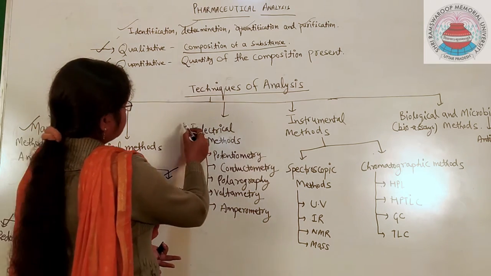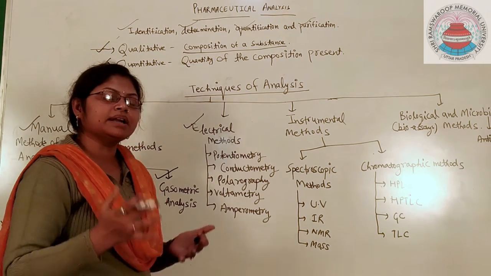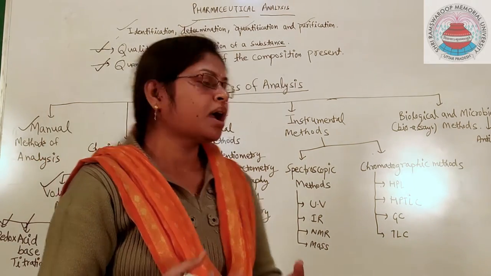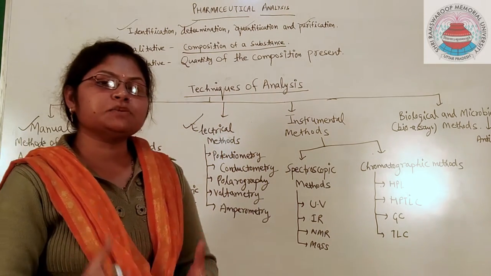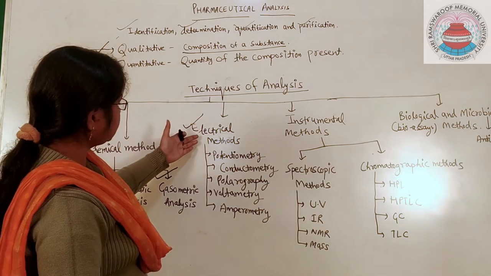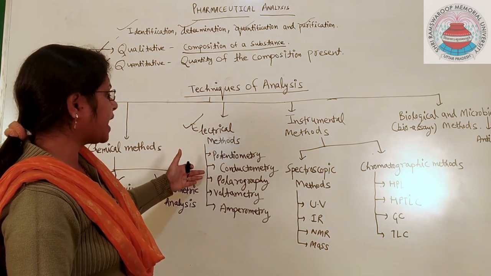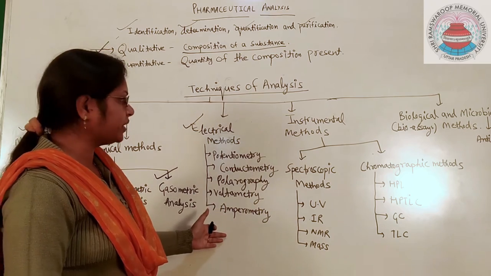The third is the electrical method, and in the electrical method we can determine the current and resistance of any particular species, and this electrical method can be further divided into potentiometric, conductometric, polarography, voltammetry and amperometric methods.